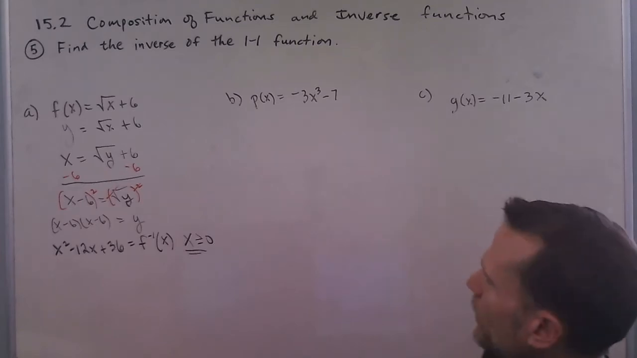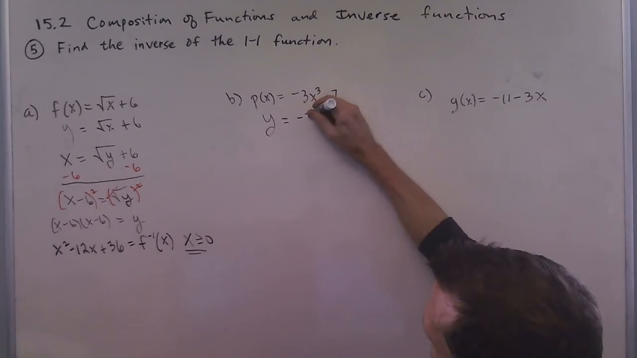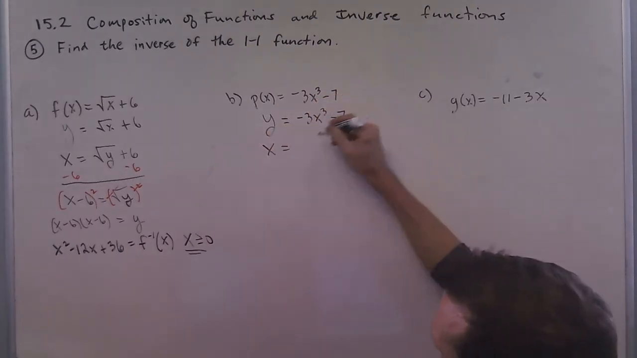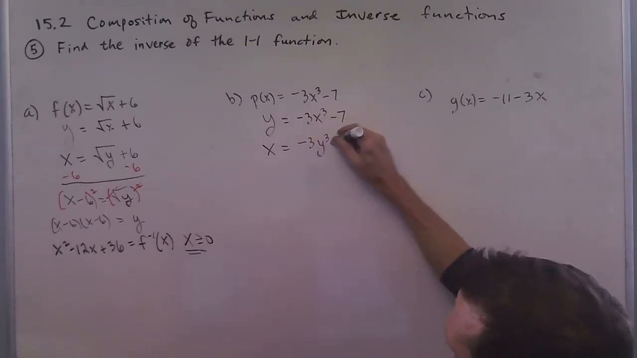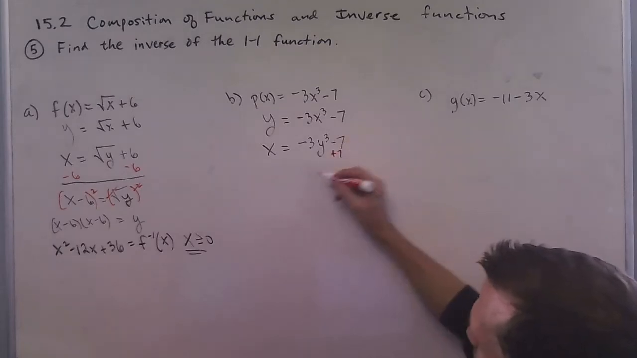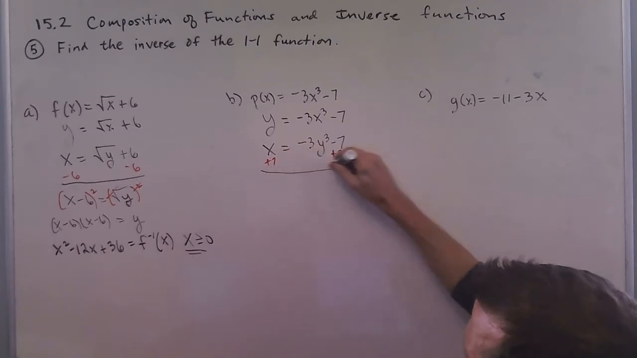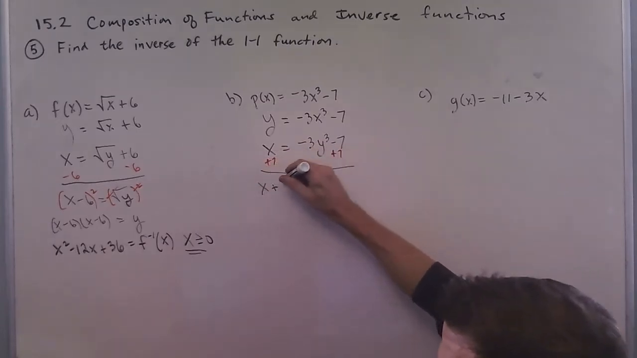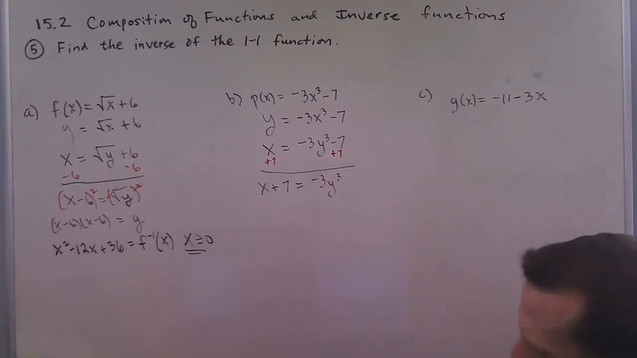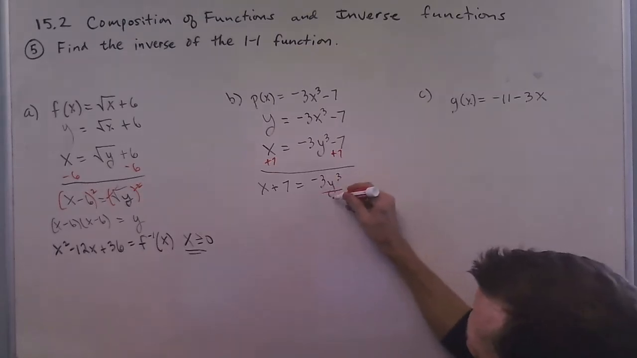On this next one, we're going to replace and write y equals negative 3x cubed minus 7. Then we're going to flip-flop our x and y. Then we're going to add 7 to both sides to get rid of the 7 because we're solving for y. And we get x plus 7 equals negative 3y cubed. Then we're going to divide by negative 3. We want to get this cubed isolated. We're trying to isolate y.